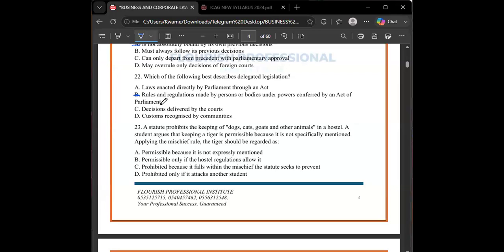All right, if the question had asked what best describes legislation, the answer would be A, laws enacted directly by Parliament through an act. But because it is delegated legislation, it means Parliament has delegated someone else to make the law. The legislation has been made by somebody who got power from Parliament, but the person or body is not part of Parliament. So if delegated wasn't there, the answer would have been A, enacted by Parliament through an act.